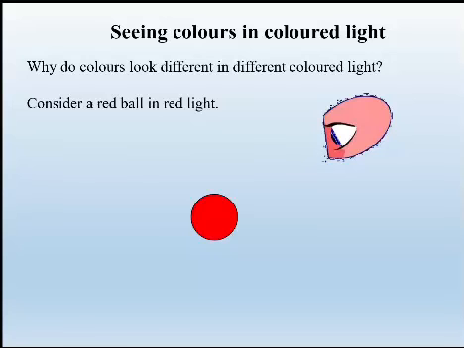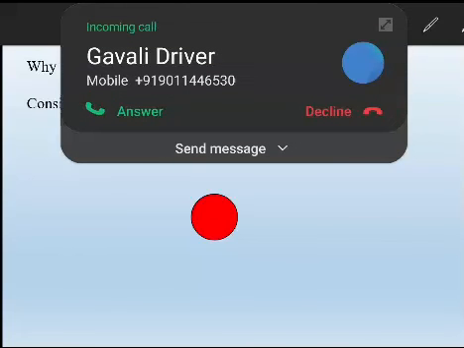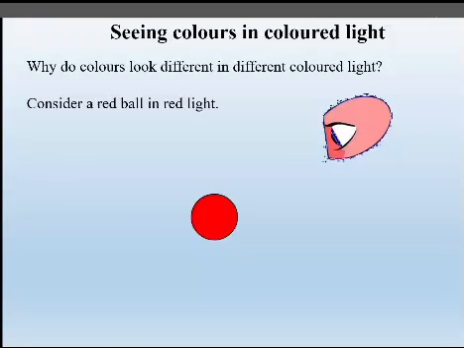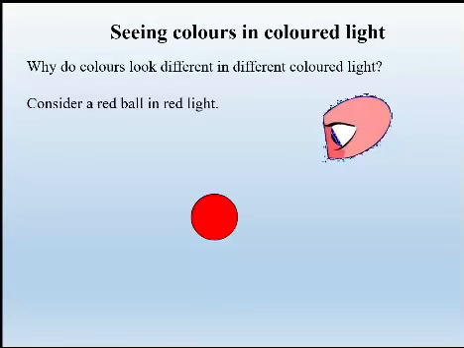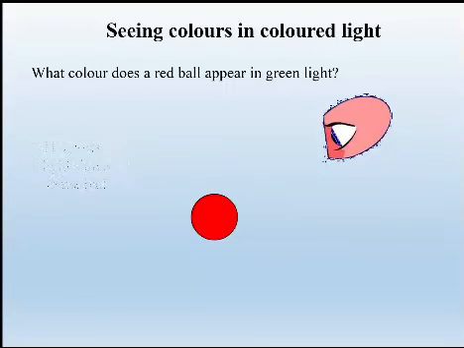Consider a red ball in red light. The red light shines on the ball. The red ball reflects the red light and so appears red if the red light and red ball are there.